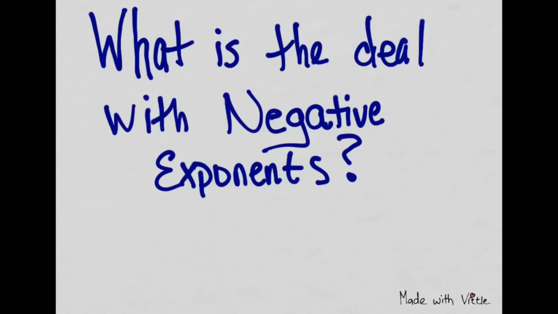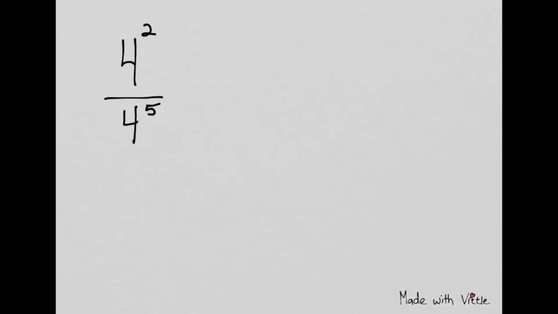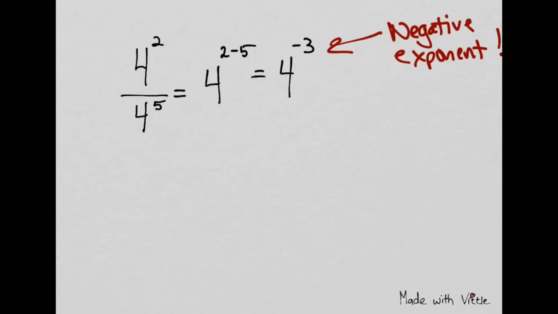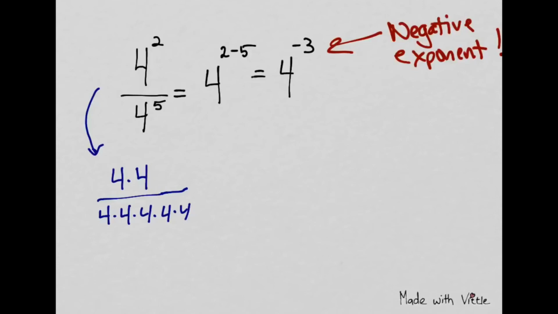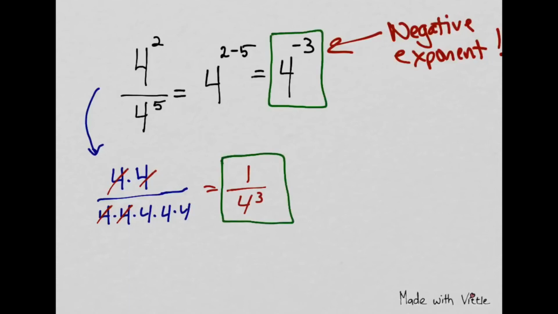But what is the deal with negative exponents? I mean, a negative exponent can happen. If you use your rules here, 4 to the 2nd over 4 to the 5th, you know by division, you do 4 to the 2 minus 5, and you end up with 4 to the negative 3. Yeah, that's a negative exponent. But that 4 squared over 4 to the 5th can be written in this way, and as you know, these cancel, leaving me with 1 over 4 to the 3rd. And this means the same thing. 4 to the negative 3 is the same as 1 over 4 to the 3rd.